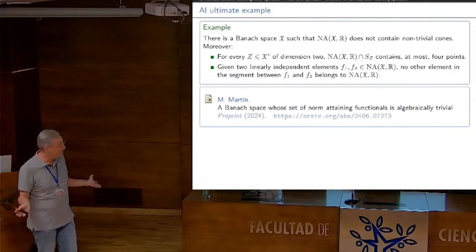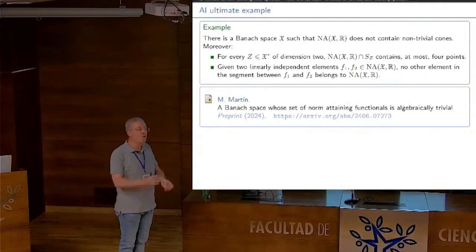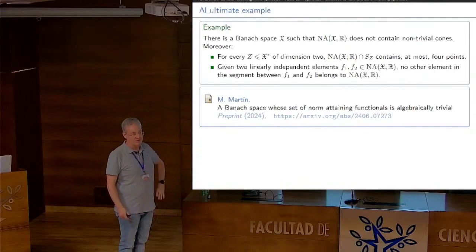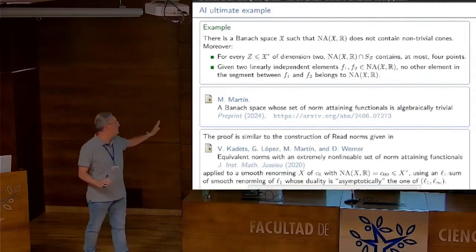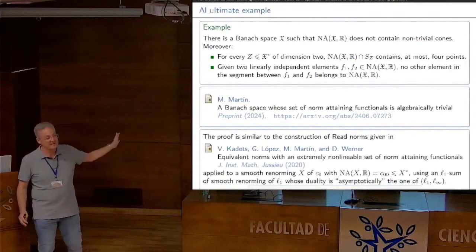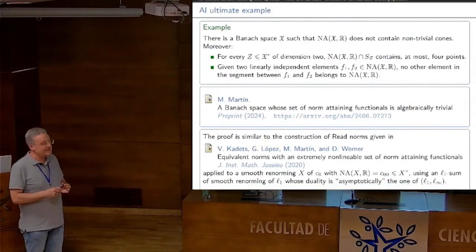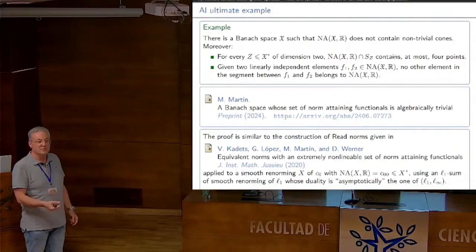So this is a possible counterexample, because we have no idea how to produce a non-attaining operator from here to L2. And the proof, well, you can forget a little bit this explanation of how to prove this, because it's just taking the construction we did in this paper and producing not a posteriori smooth, but a priori smooth.